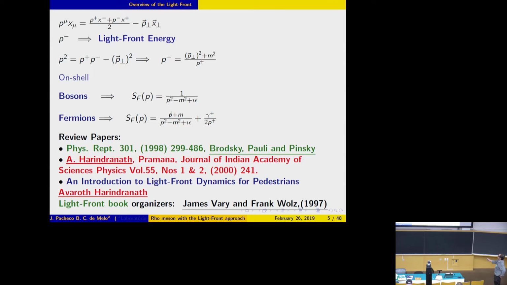P minus is the light front energy. If you have the particle on shell, you have this condition. For bosons, the Feynman propagator does not have any modification compared to the instant form. But for fermions, you have this extra term. This term, if P plus goes to 0, is divergent. That is the root of the zero mode, or the fluctuation of the vacuum, in light front.